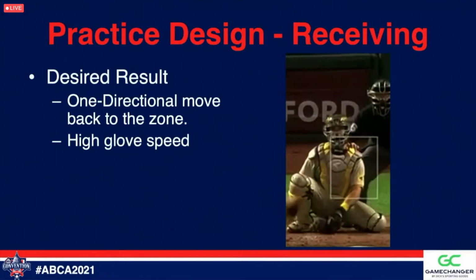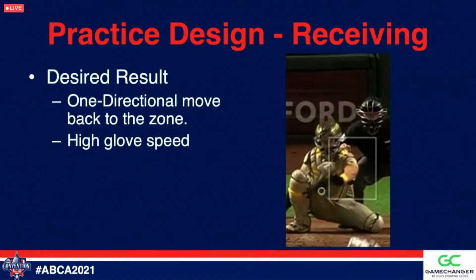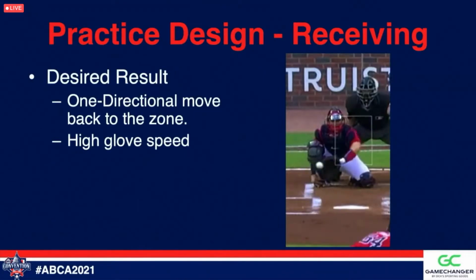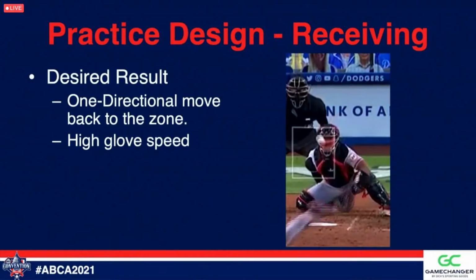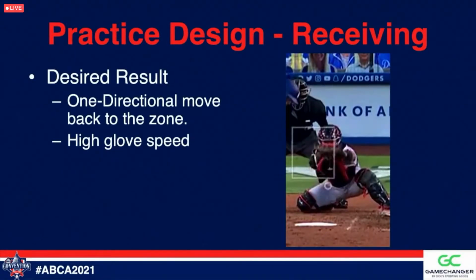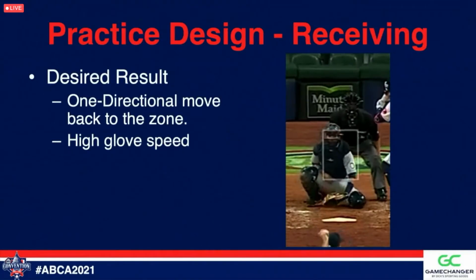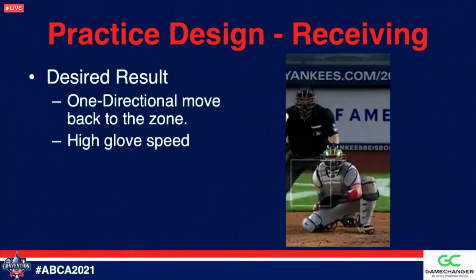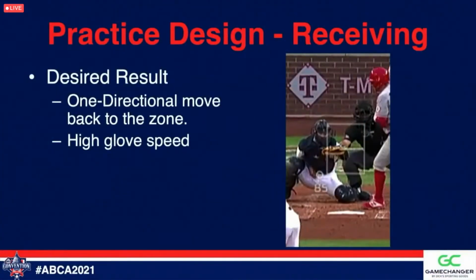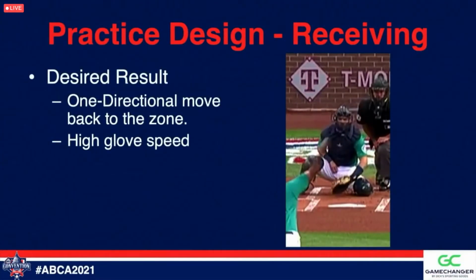Well, we need to have a good understanding of what the result is that we want. Both us as a coach need to understand that, and the players need to have a good understanding of their desired result. So if you follow me on social media, you're probably already familiar with these, but we consider a reception to be good if it has a one-directional move back to the zone. So we're not catching the baseball and the glove goes down before up or out before in, right? The ball hits the glove and it moves in a straight line back to the zone. And we want that move to happen fast, so a high glove speed.